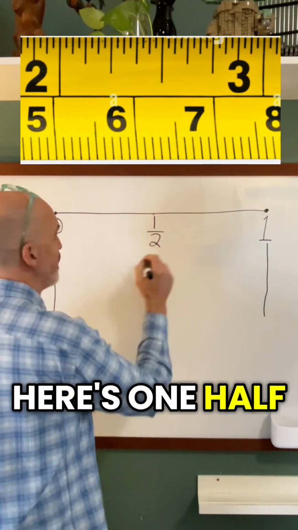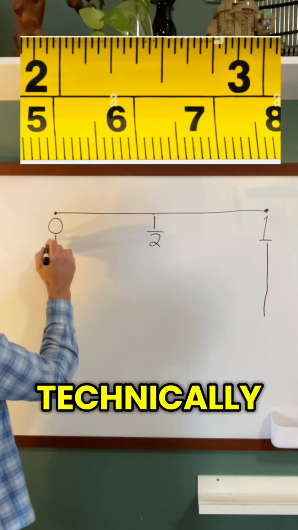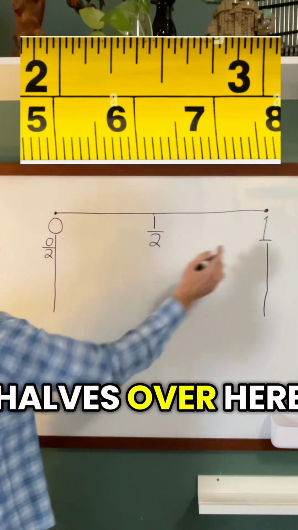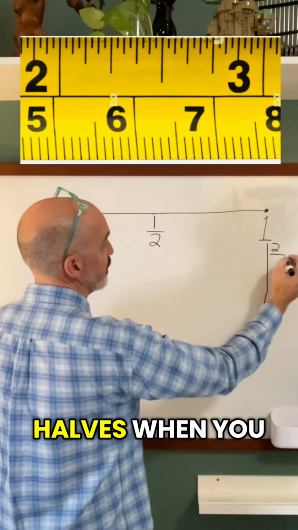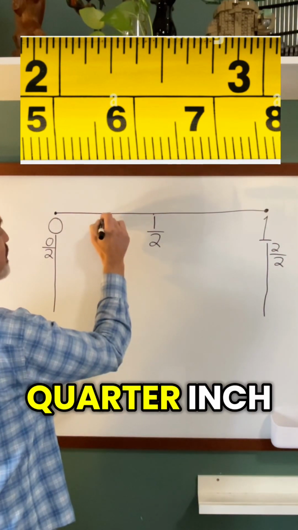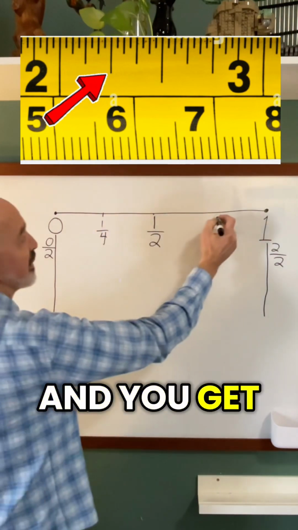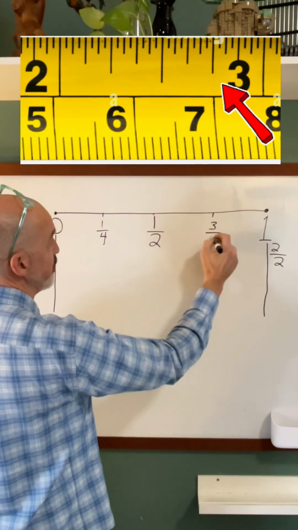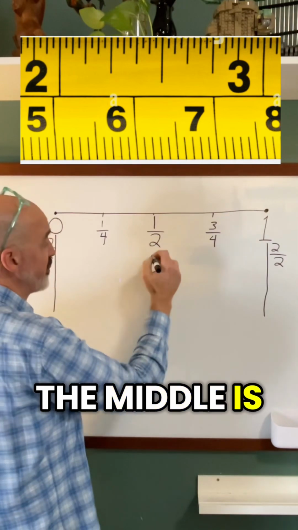Here's 1/2. Well, this is 0. Technically, it's also 0 halves. Over here, this is 2 halves. When you cut a 1/2 inch in half, you get a 1/4 inch and you get 3/4 of an inch. But right in the middle is 2/4.